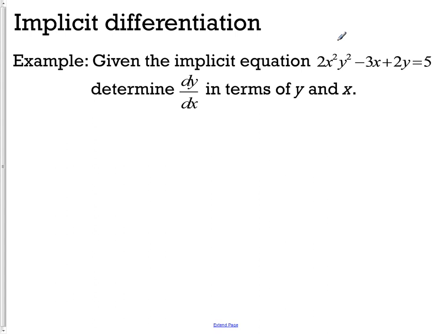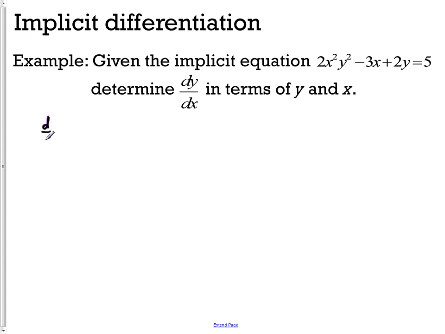We're going to be using a product rule here because we've got x squared times y squared as one of the terms. And we're going to have to figure out dy dx from all of this. So let's run through it. We're going to take the derivative. I'll get my pen to the color that I want this time.